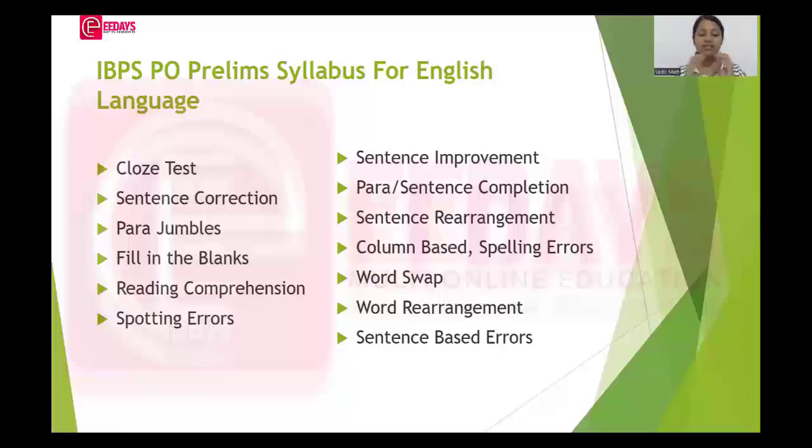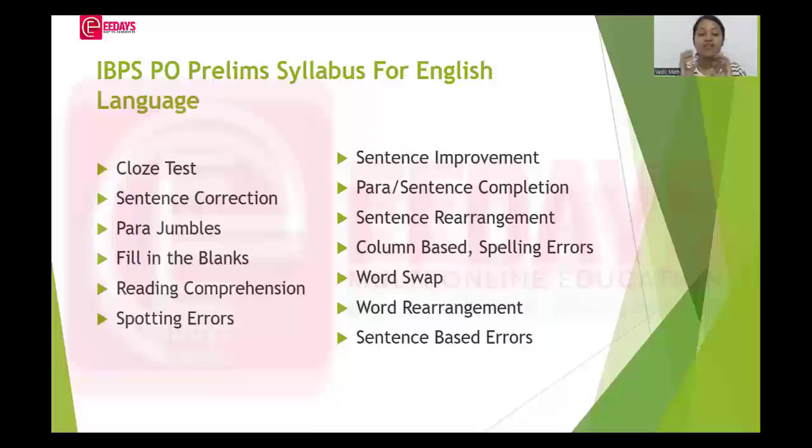And spotting errors, there would be a sentence with an error. You have to analyze where the error is and once you are done with the analysis, you have to mark the answer. Then coming to sentence improvement, there would be an error in the statement. You're not going to pick out the error, but you are going to find the correct replacement for it. That you call sentence improvement.